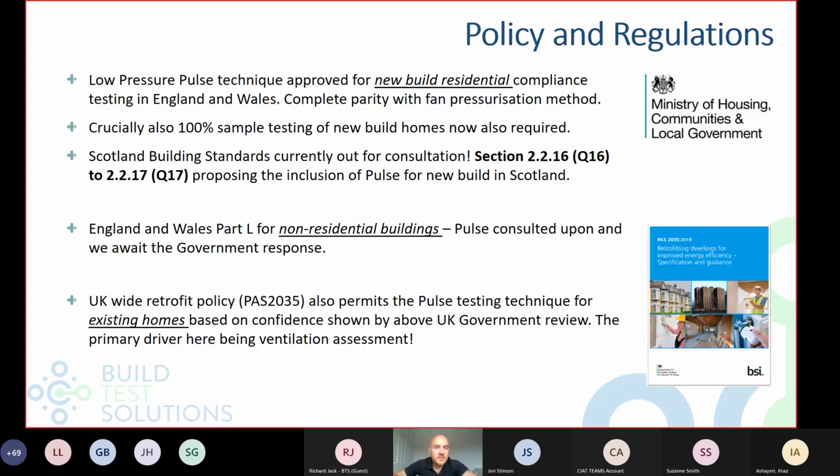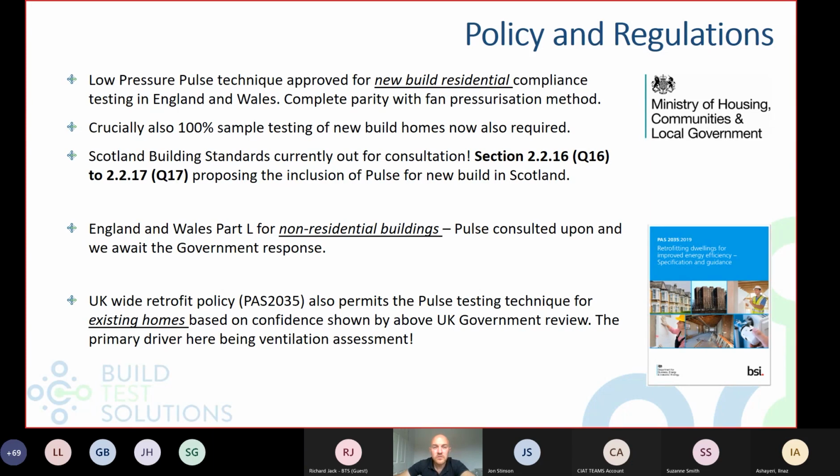Conscious of time, so the policy and regulation side of things. As I said, Pulse accepted under England and Wales new build regs, currently out for consultation. It's question 16 and 17 for new build in Scotland. So yeah, please do voice your support for Pulse if you're responding to that one.